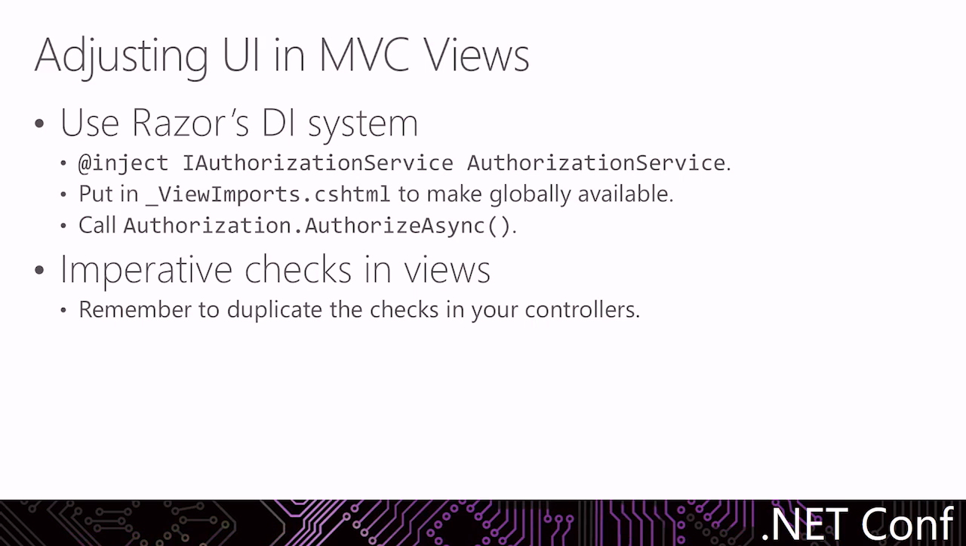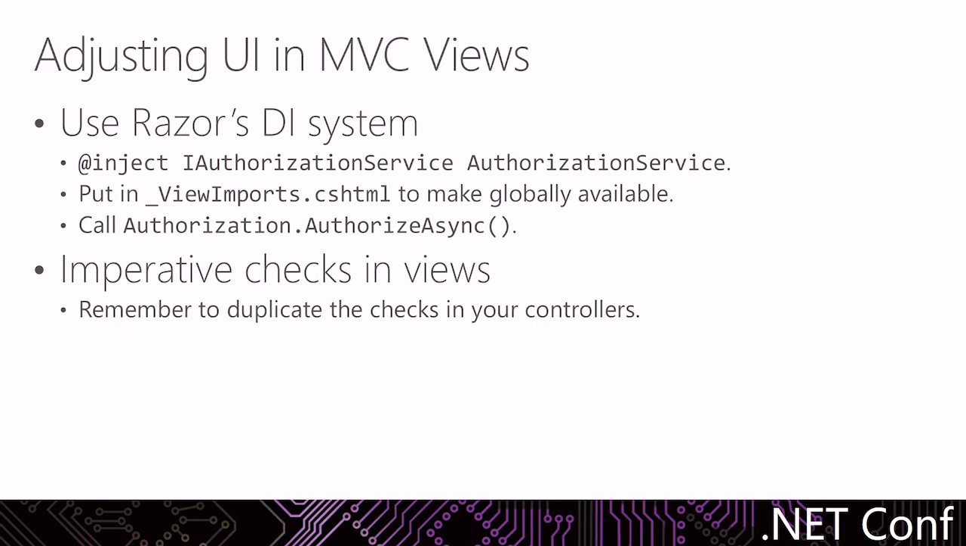So you can use Razor's DI system. You can do the @inject command. You can put it in view imports if you want to make it globally available, and then you can call authorization and show and hide parts of your UI based on whether someone is fulfilling a policy or not.